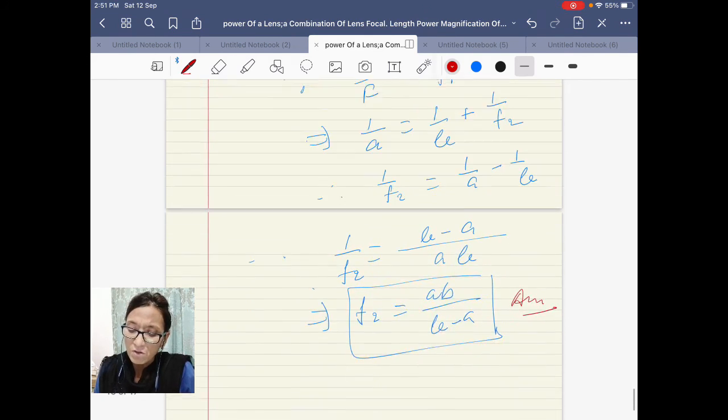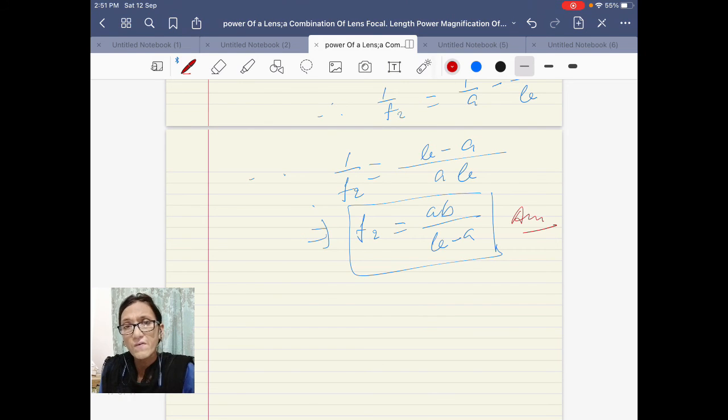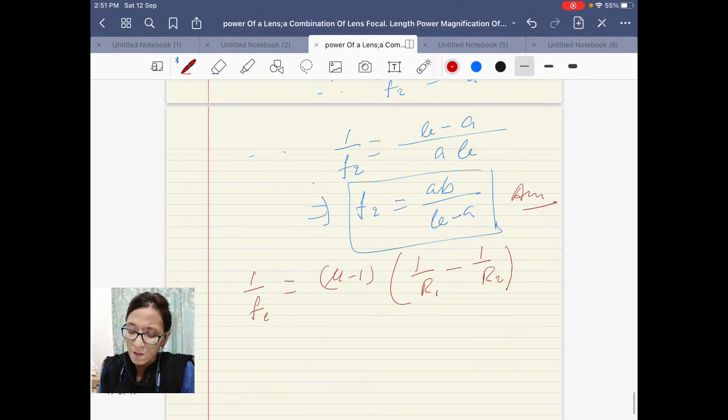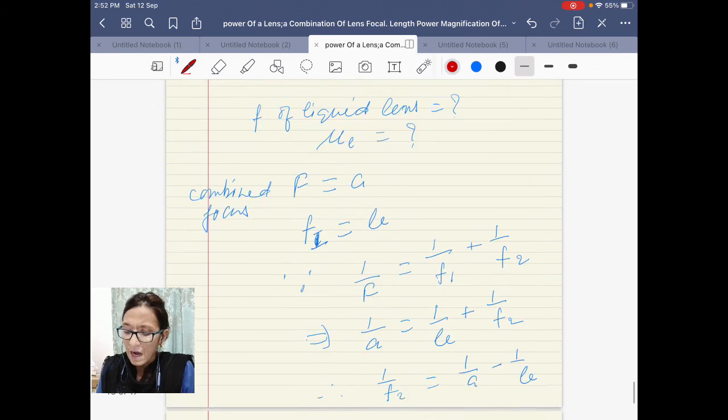Now the second question: what is the refractive index of this water lens or liquid lens? By the lens maker's formula, we know that 1 by f of liquid is equal to mu minus 1 into 1 upon R1 minus 1 upon R2. So you have to find this mu. The focal length we obtained, we will be putting in the value of focal length. This is your AB, and B minus A will go in the numerator. So B minus A by AB is equal to mu minus 1 into R1.